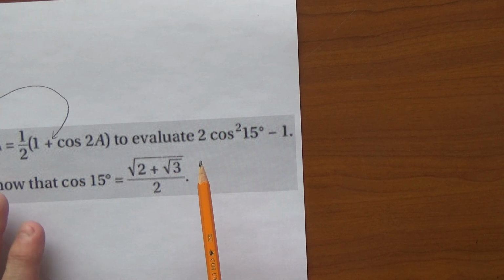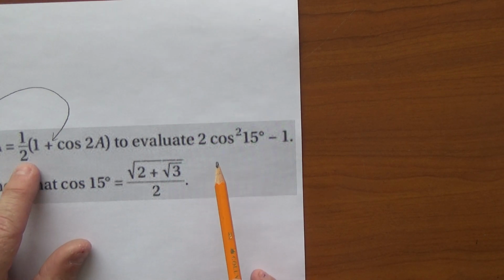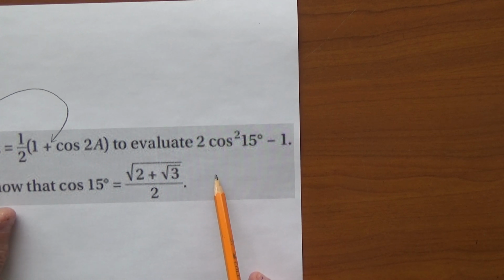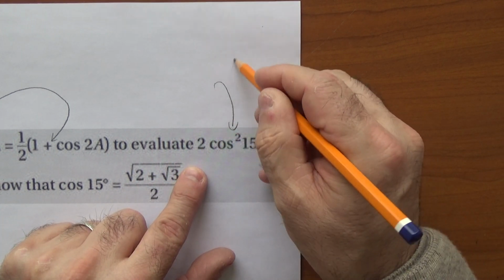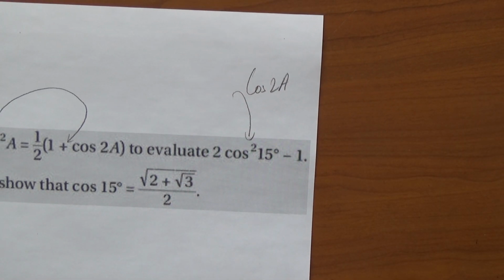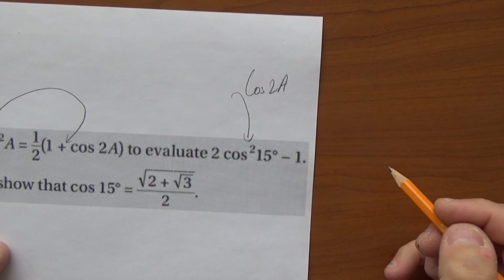So does it have the right shape? Not really, I don't like it. I need that 2 to come up and the 1 to go across. So this is cos of 2a. So this is cos of 30. And cos of 30 is root 3 over 2.